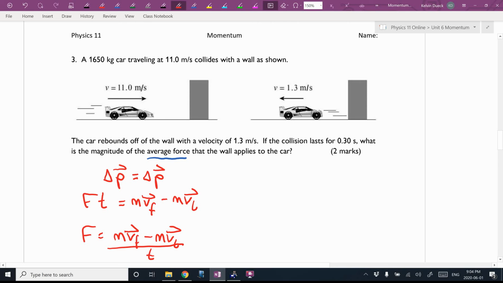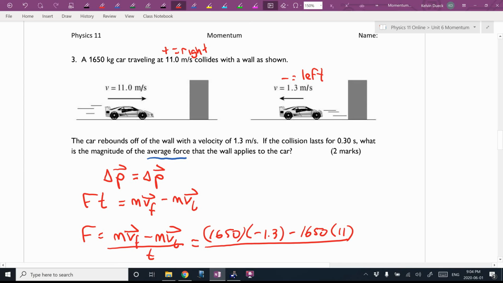And then if they want me to get the force by itself, now the key to notice is that there's a change in direction. So I'm going to let, oh, I don't know, to the right be positive, and to the left be negative. So if I get a positive answer, that'll be to the right. If I get a negative answer, that'll be to the left. So I get this, 1,650 times negative 1.3 minus 1,650 times positive 11.